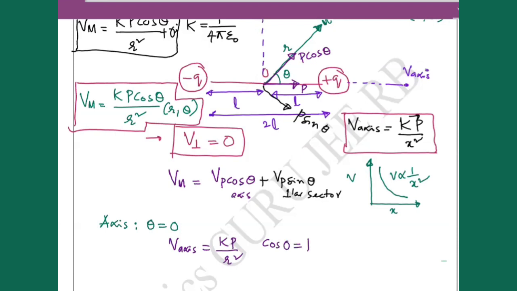Next, if I take the perpendicular bisector, theta is equal to 90 degrees. Very good.